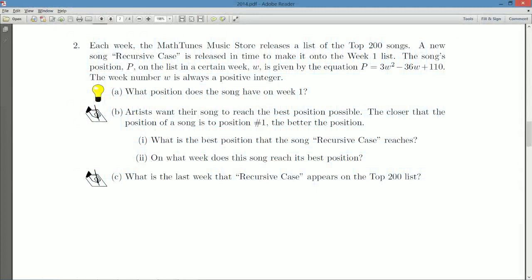So what is the last week that recursive case appears in the top 200? It's week 14. There we go. And we explained our answers. Okay.